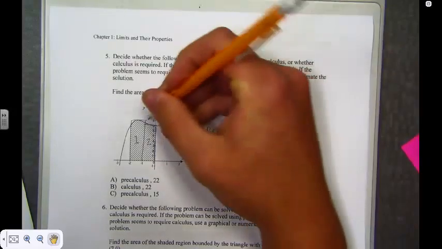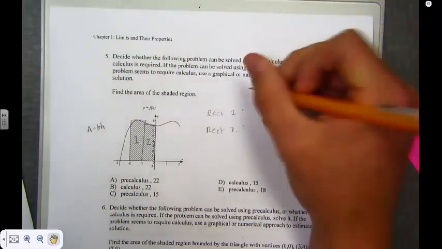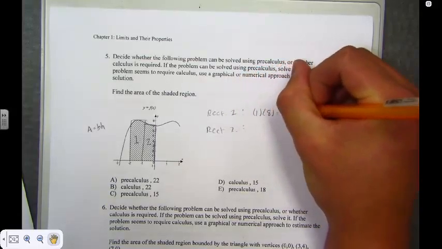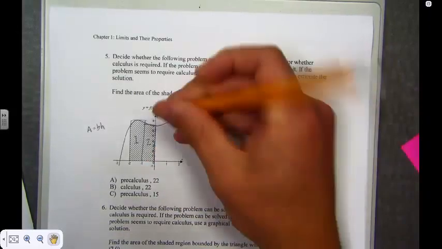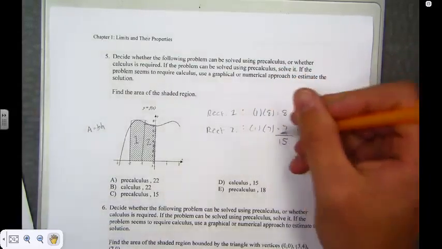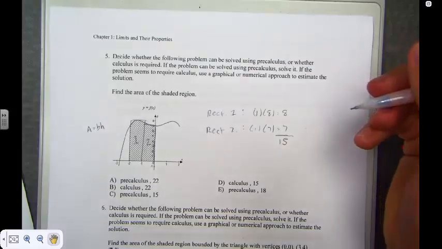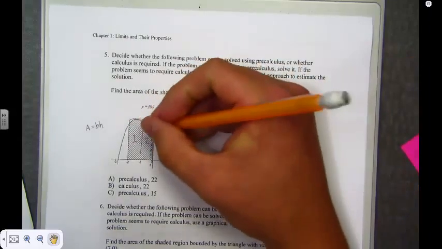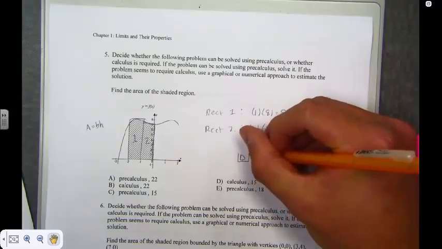Alright, so in rectangle 1, by the way, the area of a rectangle is base times height. Rectangle 1, we're going across 1 and up 8. That's going to give me 8. And rectangle 2, we're going over 1 again, and this time we're going up about 7. This is going to give me 15. Now, here I used pre-calculus by making rectangles and solving for their areas, and I got 15. But that is only an approximate. The real answer, we would need to use calculus, and we would need to integrate under the curve, which you will learn eventually. So the answer here is calculus and our estimate of 15, which is D.